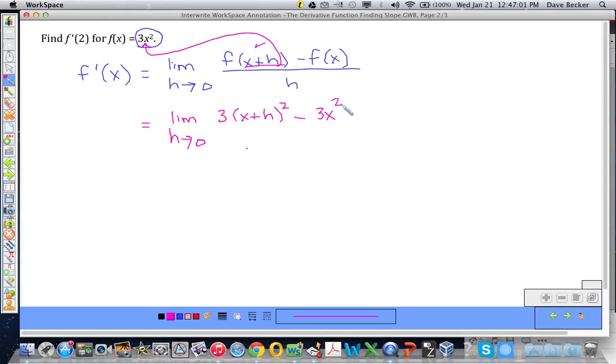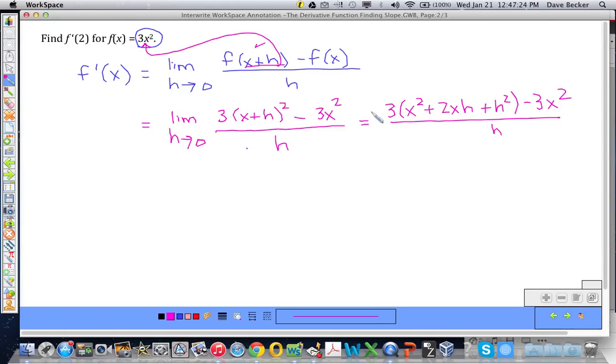And as you have learned by now, this is always going to drop out. And if it doesn't, then you've done something wrong. All over h. So this is equal to 3, and we've worked on knowing that x plus h squared expanded is always going to be x squared plus 2xh plus h squared, minus 3x squared, over h. And I forgot to put the limit as h approaches 0, because we have to remember we can't use direct substitution yet, because we still have h in the denominator and we can't divide by 0.